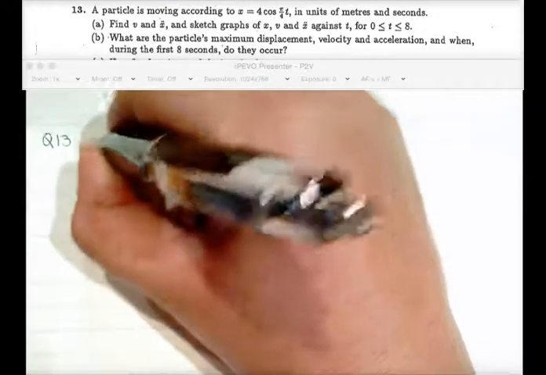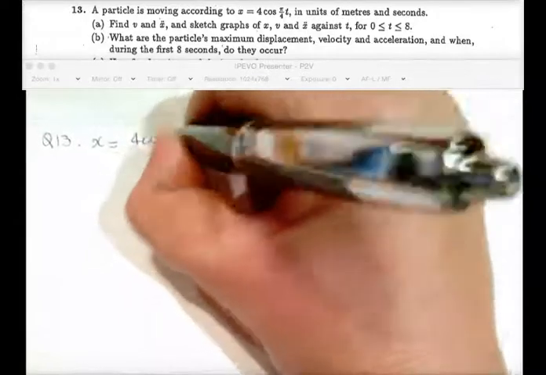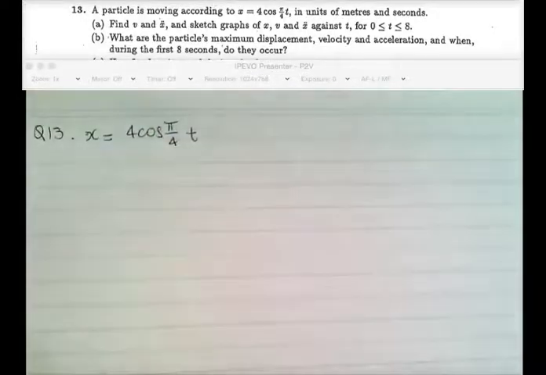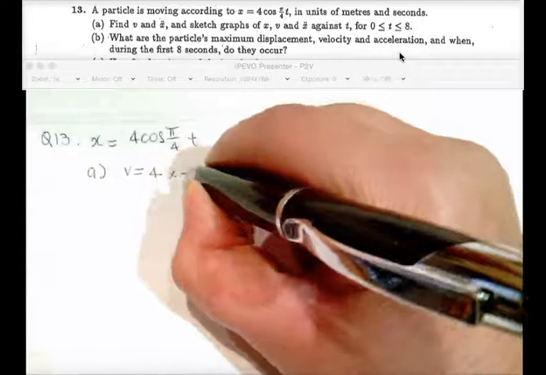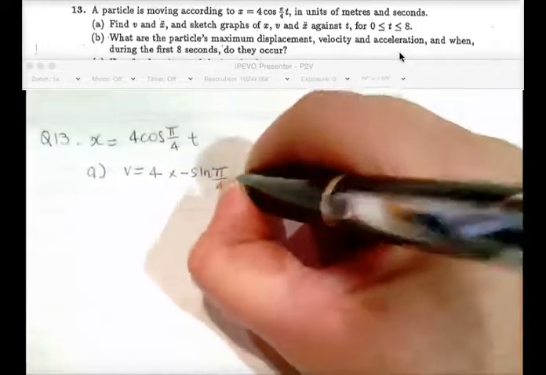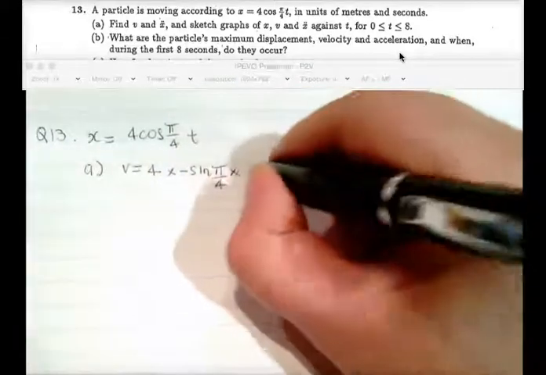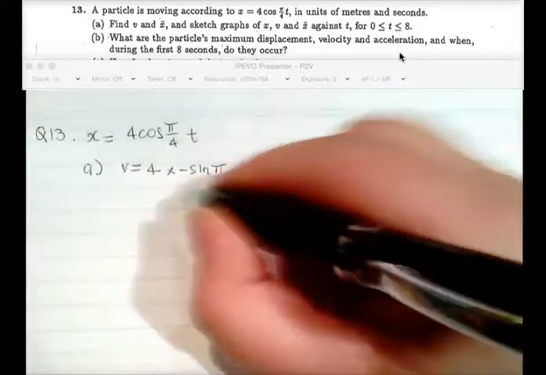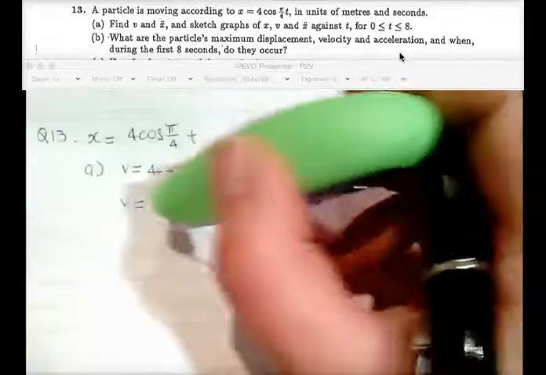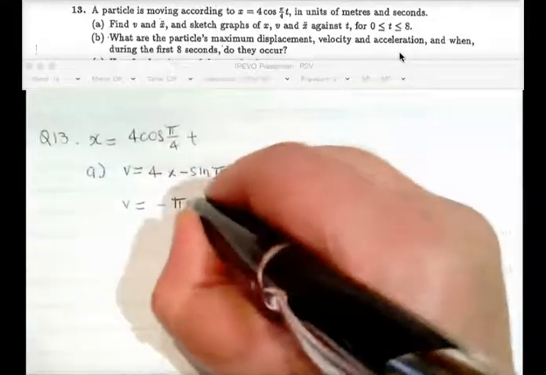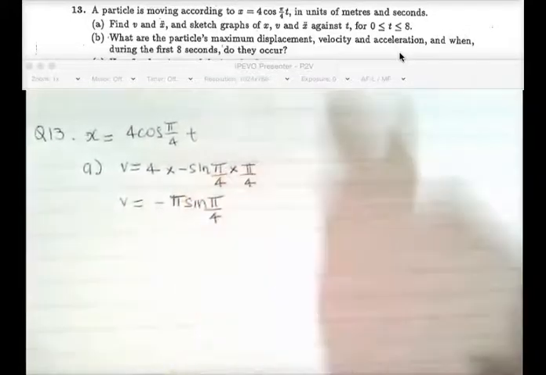13, x equals 4 cos pi on 4t. It says a particle is moving according to that equation in units of meters and seconds. You have to find velocity by differentiating. Now if you differentiate cos, you get negative sine, and we need to differentiate the pi on 4t as well, and we get pi on 4. So therefore velocity is negative 4 pi on 4, which is negative pi. So it's negative pi sine pi on 4t. That's what the velocity is.